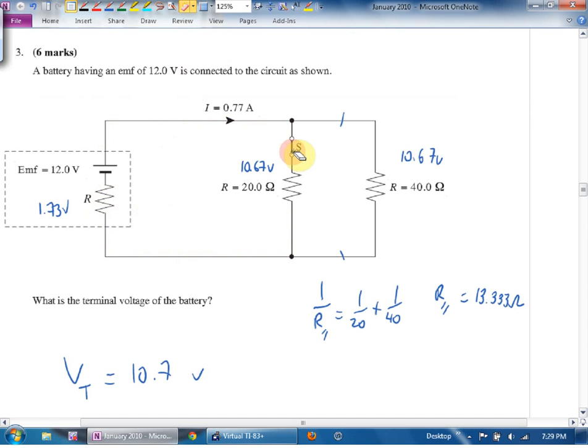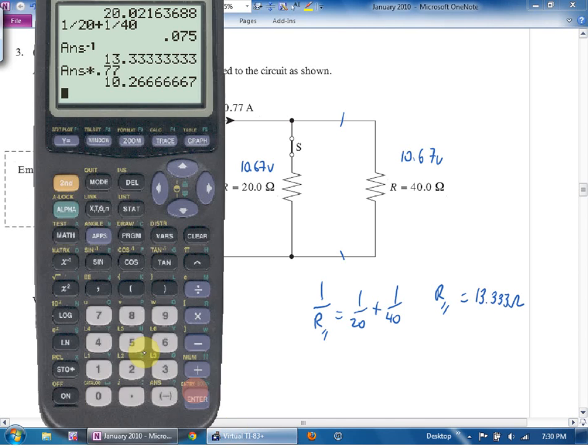what's your total resistance? You know what? We know the voltage here, and we know the current. It's 0.77. Just for the heck of it, let's find R, the internal resistance of the battery, because this is a physical construct. It doesn't change at all. What is the internal resistance of this battery? R equals V over I. It's going to be 1.73 divided by 0.77. The internal resistance of this battery is 2.25 ohms.